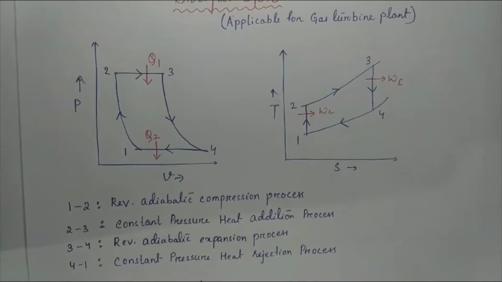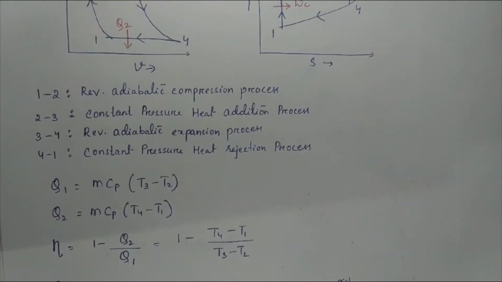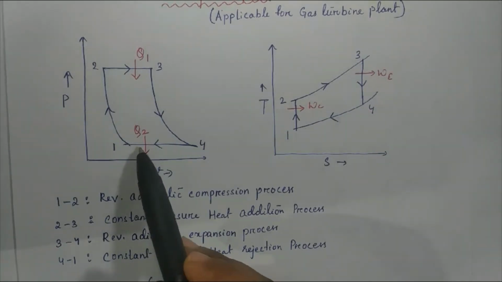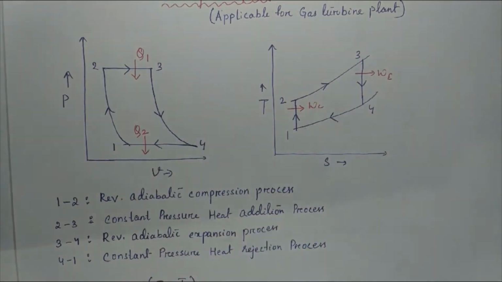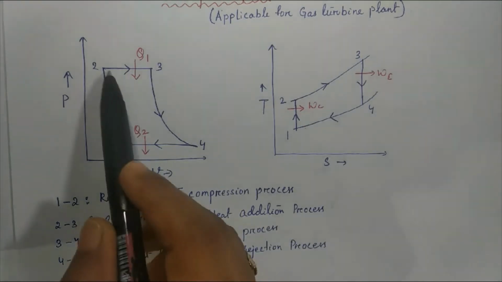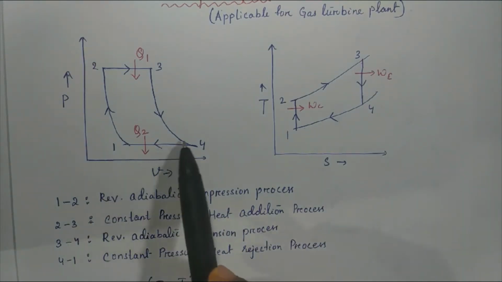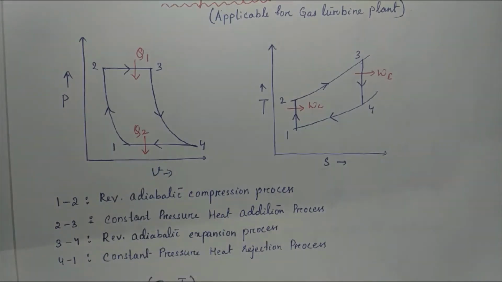Before using the expression of efficiency, let's see the PV and TS diagram. Here we see there are 4 processes: 1 to 2, 2 to 3, 3 to 4 and 4 to 1. The 1 to 2 process is a reversible adiabatic compression process. 2 to 3 is a constant pressure heat addition process, so here the pressure is constant. 3 to 4 is a reversible adiabatic expansion process, and 4 to 1 is a constant pressure heat rejection process. See here the pressure is constant.